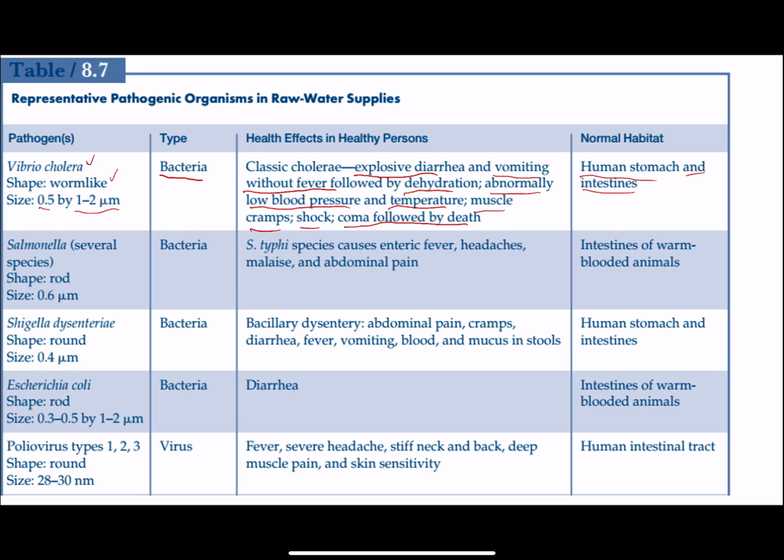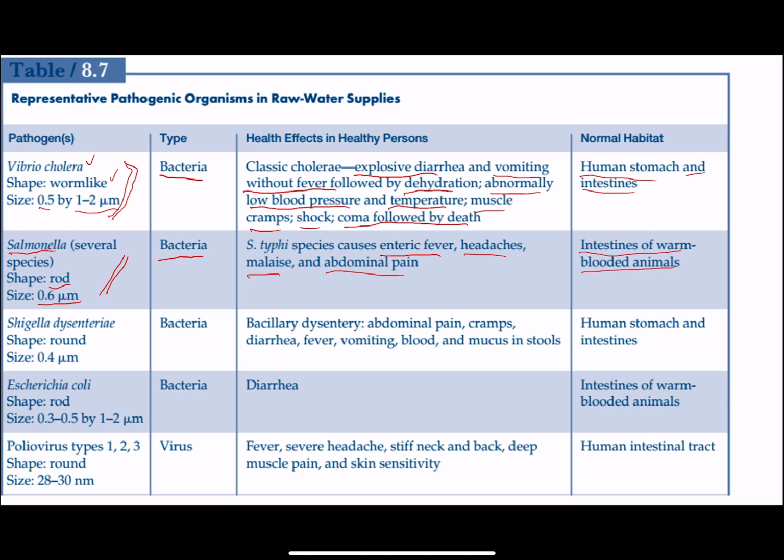The next pathogen is Salmonella. Shape: rod shape. It's like a rod. Size 0.6 micrometer. Salmonella is a bacteria type. Salmonella typhi species cause enteric fever, headaches, malaise, and abdominal pain. The normal habitat is the intestines of warm-blooded animals.